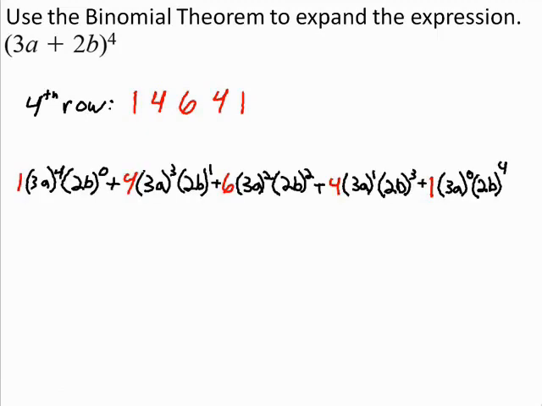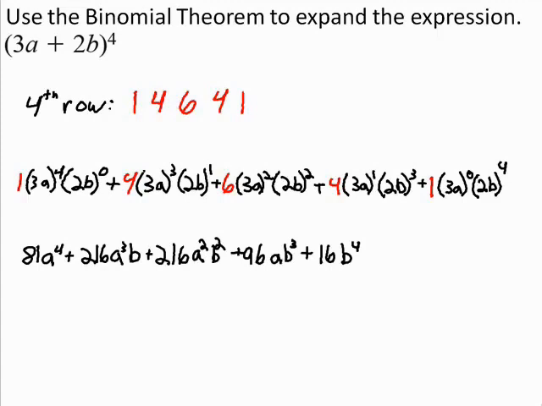1 times 3a to the 4th power times 2b to the 0th power plus 4 times 3a cubed times 2b to the 1st power plus 6 times 3a squared times 2b squared plus 4 times 3a to the 1st power times 2b cubed plus 1 times 3a to the 0th power times 2b to the 4th power. Note that the power the 3a is raised to decreases by 1 each term, and the power the 2b is raised to increases by 1 each term.